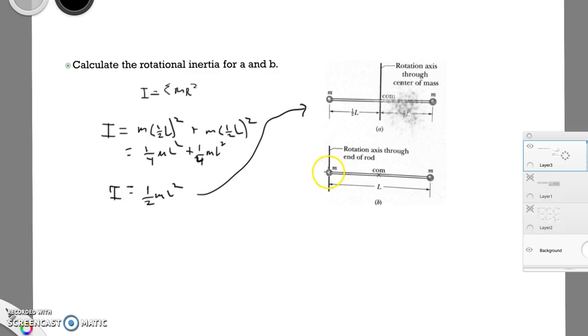For this one, instead of rotating about the center, we're going to rotate about this end. So I is equal to, the radius for that one is 0, and now this one has a moment of inertia of mL squared. So it looks like this one is more difficult to rotate. Okay?